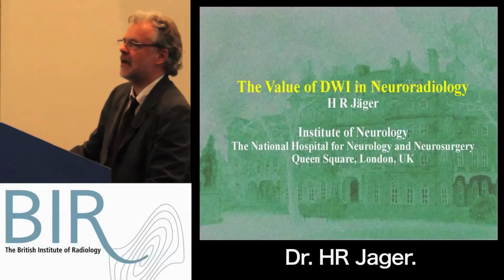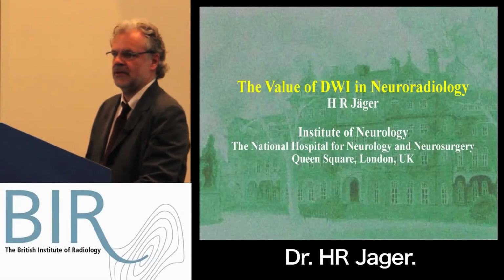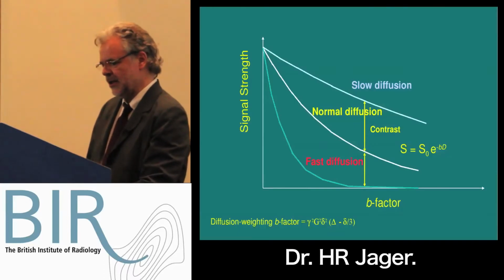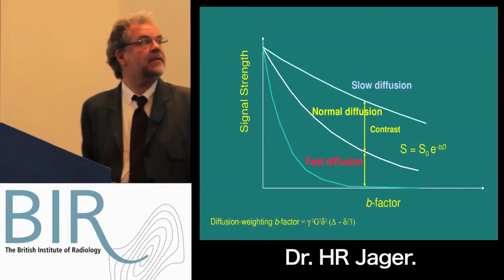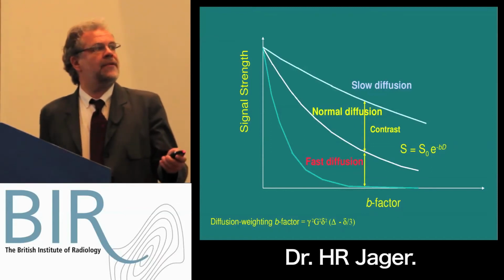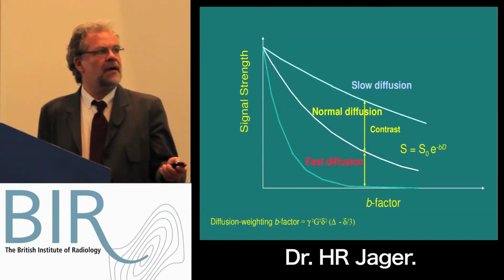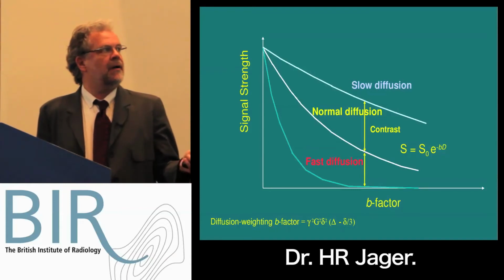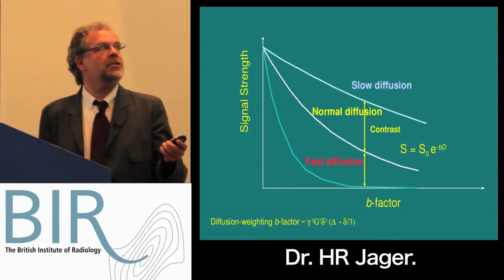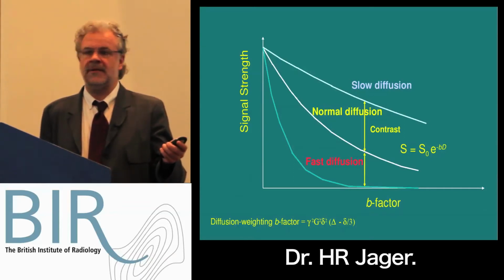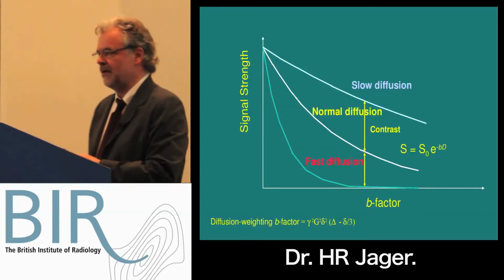A diffusion-weighted image starts its life as a T2-weighted image. So it's essentially a T2-weighted image, and then you employ diffusion-weighted gradients and a B factor, which makes the signal get lost. So we lose signal from the T2-weighted image, and that is proportional to the speed of water movement in the tissue and proportional to the B factor.